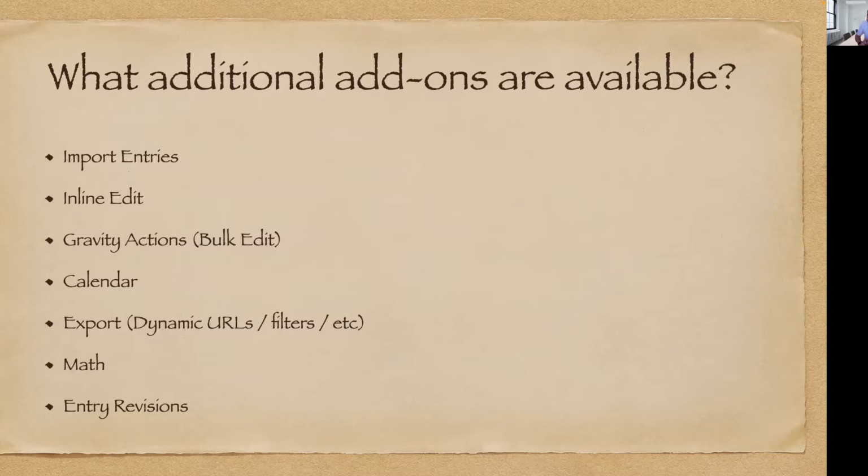Inline editing. This gives you the ability to look at the entry view in Gravity Forms and say, oh, I want to edit this phone number or whatever field it might be, and that you can edit it right in the entries view within Gravity Forms. Gravity Actions. This is a bulk edit tool that if, let's say, you have 15 records that you want to set all the state fields to be the same, you can do that.